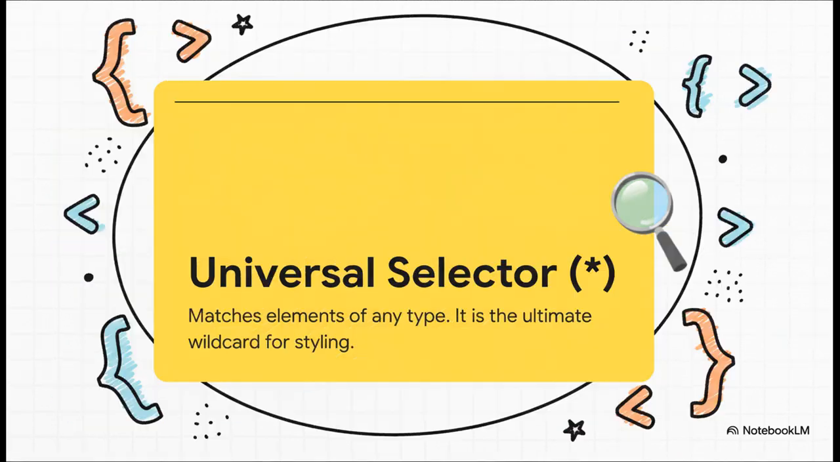Simple as that. And then we have the Select Everything button, the universal selector. It's just an asterisk. And yeah, it does exactly what it sounds like. It matches every single element on the entire page.